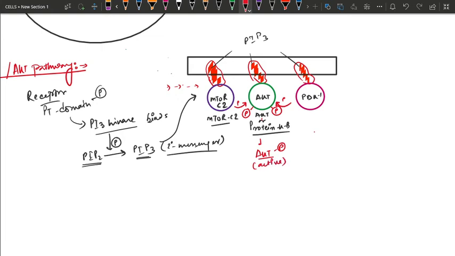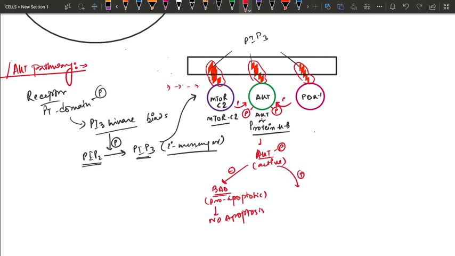This phosphorylated AKT does many important things. You have to know a few things: it inhibits apoptosis. There is an important protein for apoptosis called the BAD protein. It's a pro-apoptotic protein. AKT inhibits that protein, so as a result there is no apoptosis.